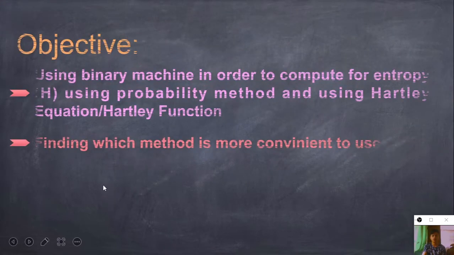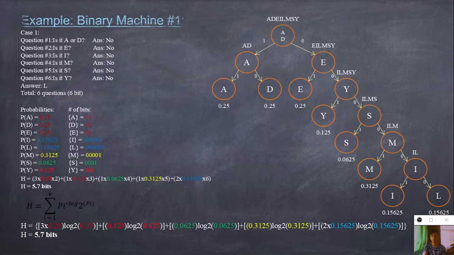So, the objective of this presentation is to use a binary machine to compute for entropy H using the probability method and using the Hartley equation or Hartley function, and to find which method is more convenient to use. So here is the first example, binary machine number 1.